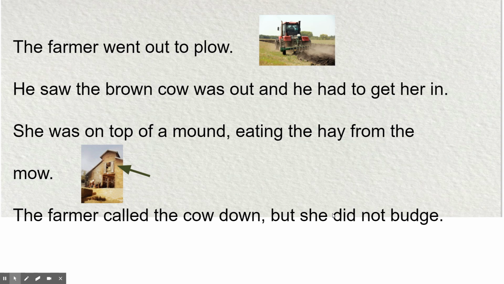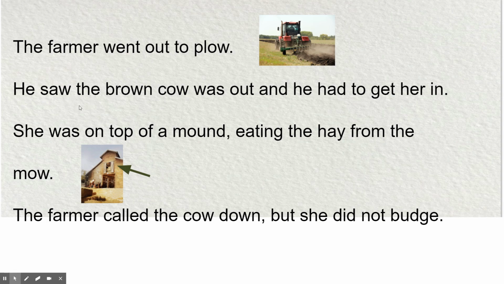All right, so I have a story for you that you'll be reading by yourself or with a grown-up, of course. And let's preview, which means let's look at it before you have to read. Some of these are sight words that we should be able to read, and others will sound out. So here we go. The farmer went out to plow. The farmer went out to plow.